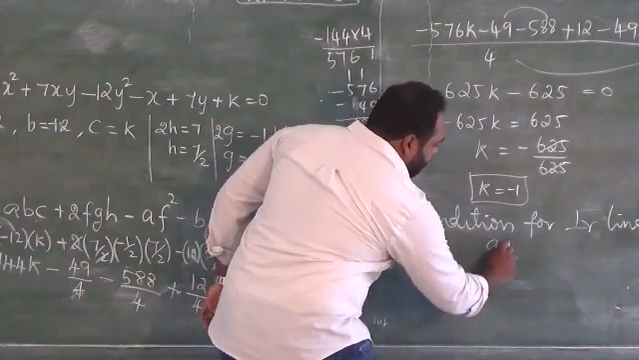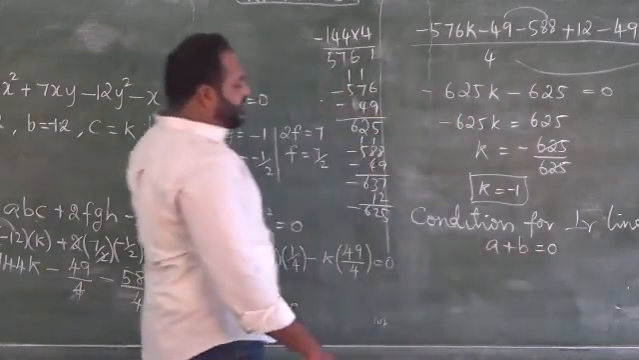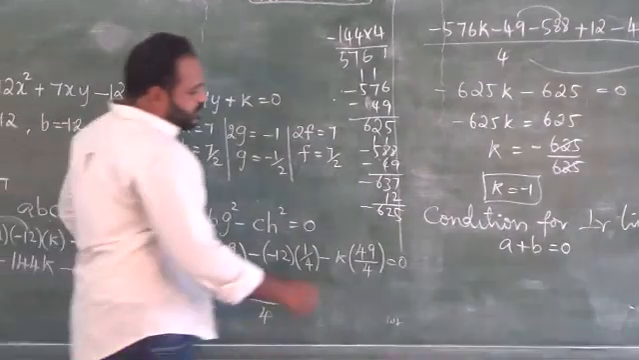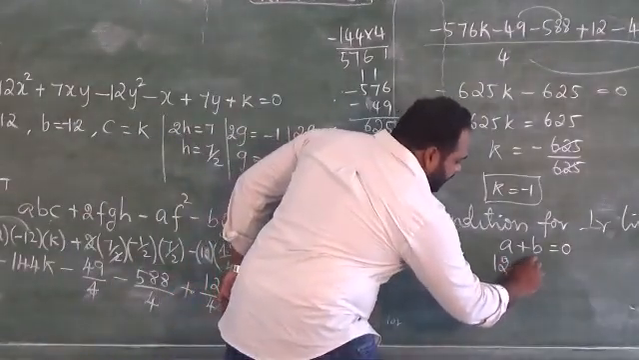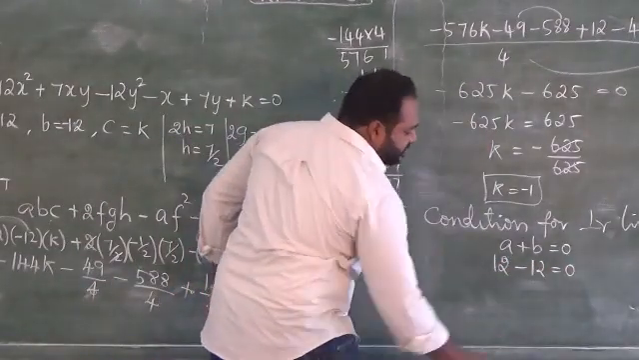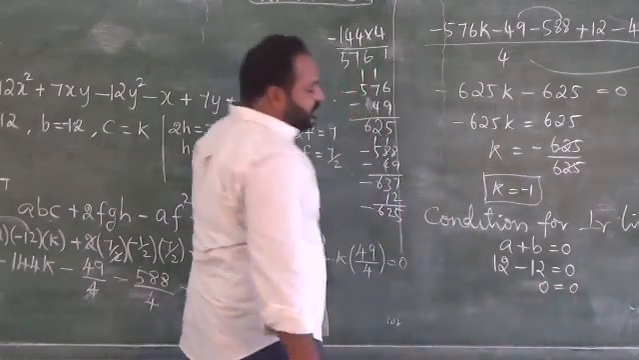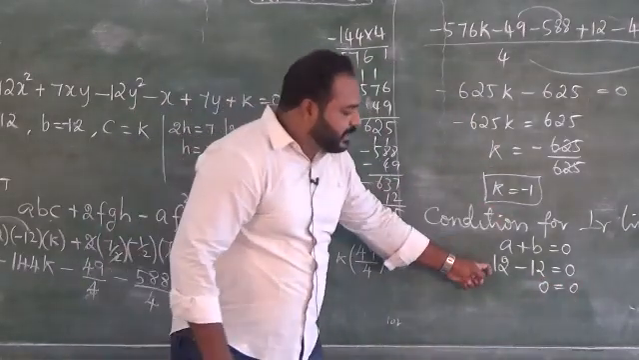Perpendicular lines: a plus b equal to 0. Here, what is the a value? The a value is 12, and the b value is minus 12, so it is satisfied. So this equation is satisfied in the perpendicular condition.